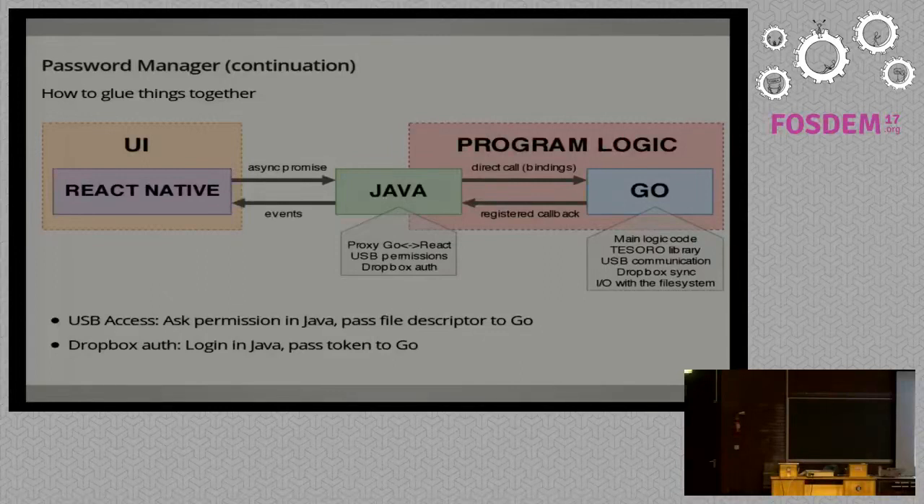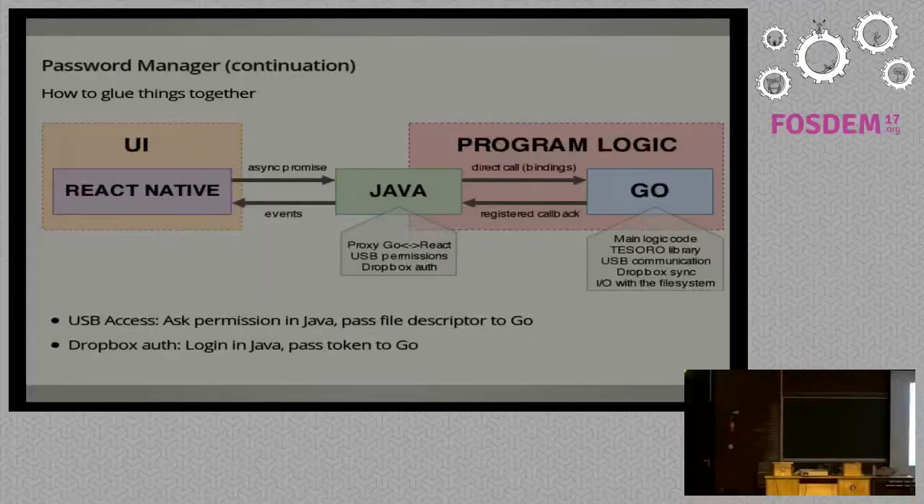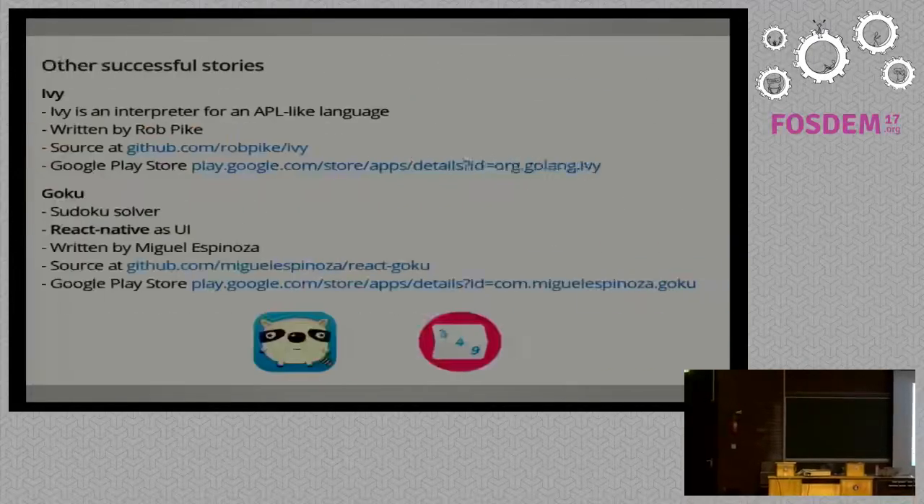So our communication with the device is in Go, but at first, when the application boots up, we need to list the devices connected to the phone and ask permission. For Dropbox synchronization, the authorization is also in Java, because you need to open a web view and take a token. But once we have the token, we pass it to Go, and the uploading and downloading of files are done in Go, everything.